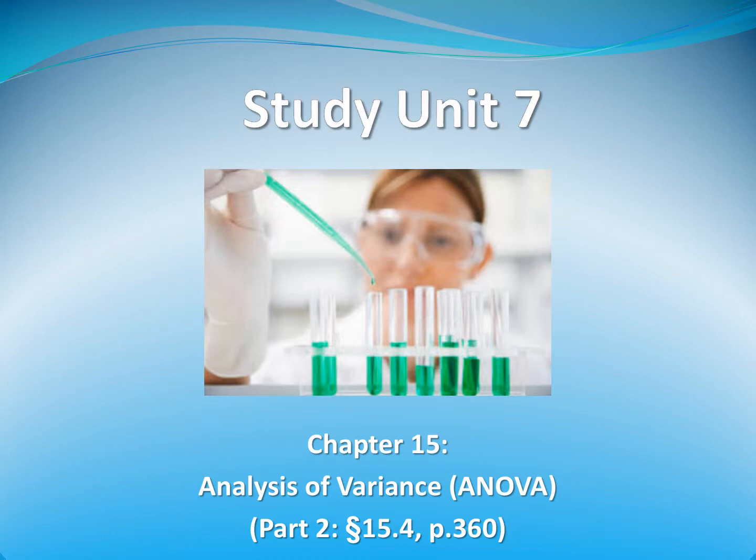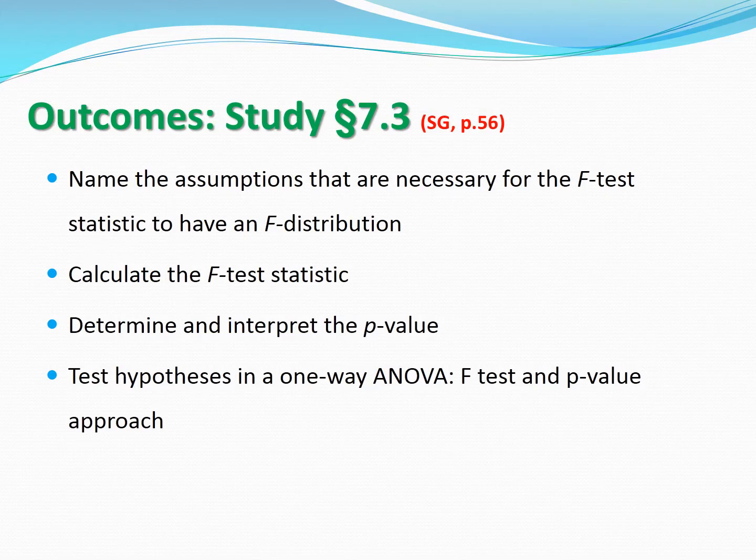These slides focus on the second part of study unit 7. So it looks at section 15.4 in the textbook on page 360. If you look at the outcomes in the study guide, you should be able to understand the 3 assumptions that are necessary for the F statistic to follow the F distribution. I already mentioned these assumptions in part 1.